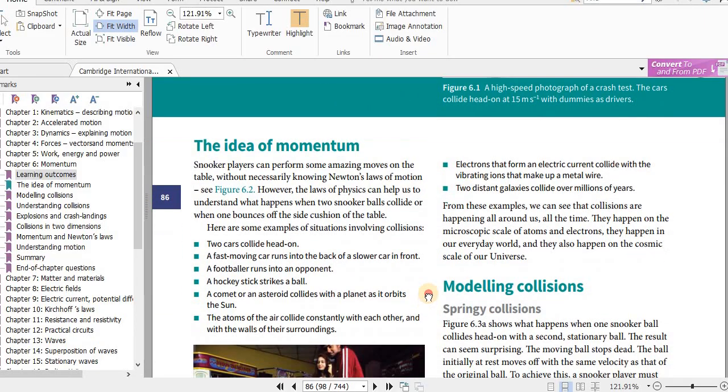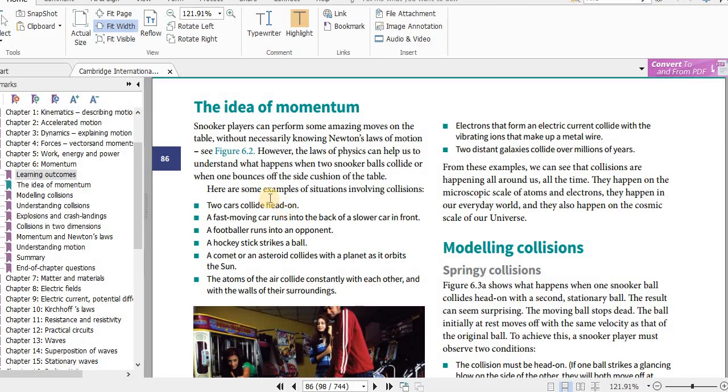Okay, so here you can see the idea of momentum. Here are some examples of situations involving collisions. So you can go through this. And there are some examples here. I will go through the important points.